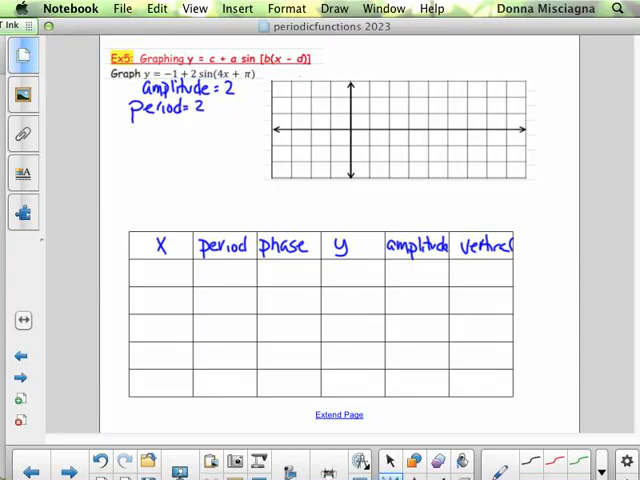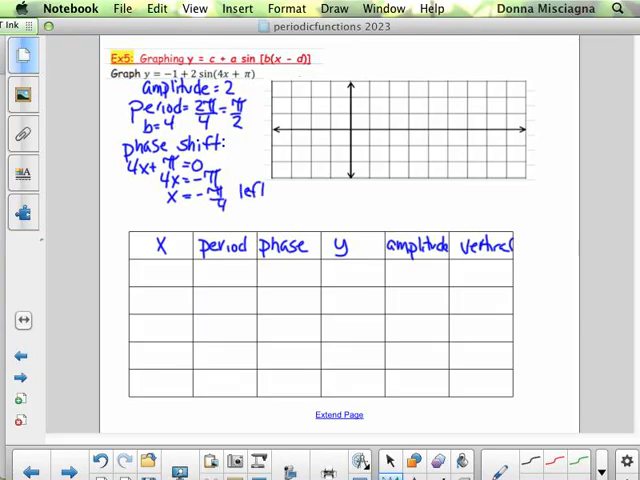The period would be 2 pi divided by b. b is 4, the coefficient on x. So 2 pi divided by 4 is pi halves. The graph goes through the whole cycle in pi halves. For the phase shift, we set the parentheses equal to 0 and solve. So 4x plus pi equals 0. Subtract pi, so 4x is negative pi, and then divide by 4: x is negative pi fourths. So we are shifting to the left.